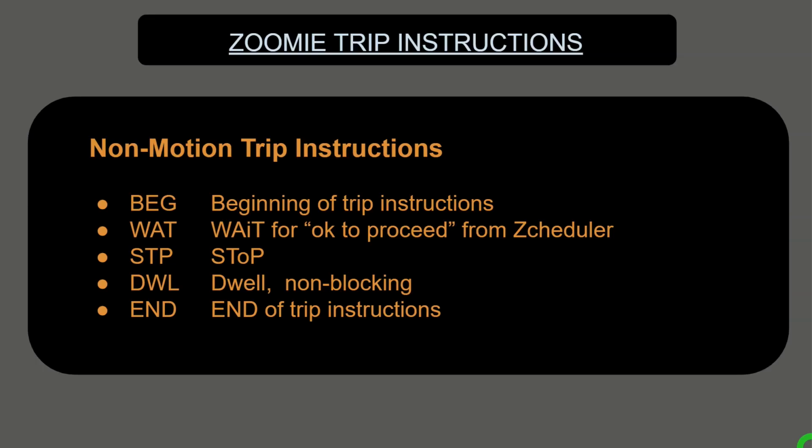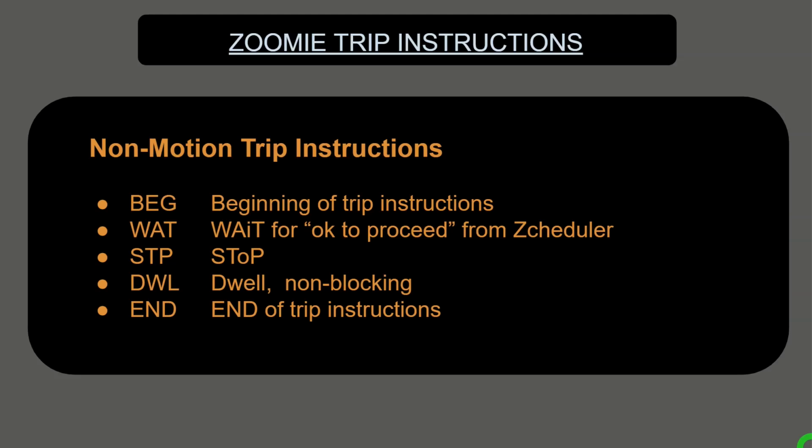But here we go. We're looking at our trip instructions. Now, the non-motion trip instructions are really quite simple. We've got BEG for the beginning of the trip instructions, and that would be the first command in the entire list. END would be the last of the trip instructions on the entire list. The trip instructions are stored in a Python list.